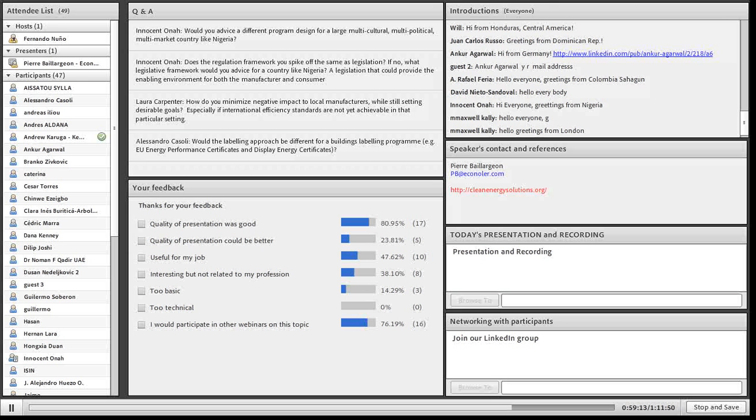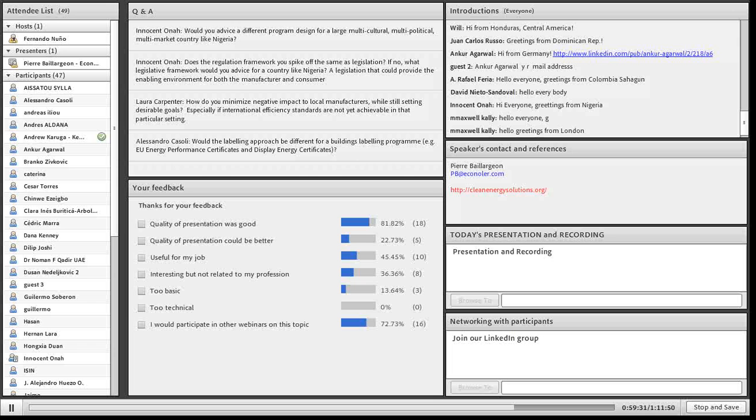Would the labeling approach be different for a building's labeling program, for instance, the EU Energy Performance Certificates and Display Energy Certificates?